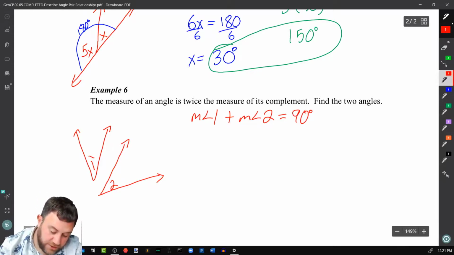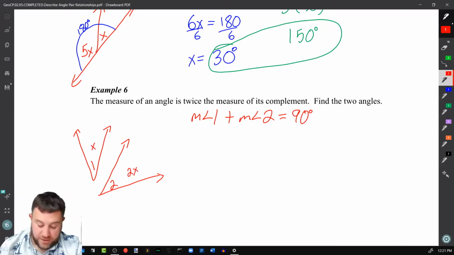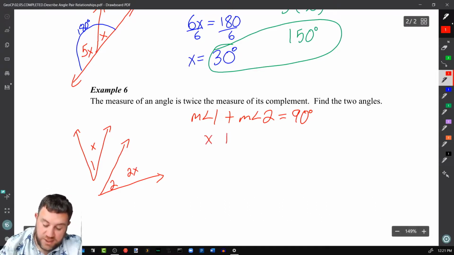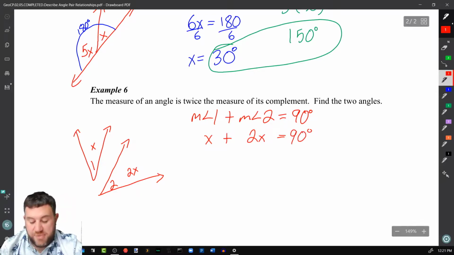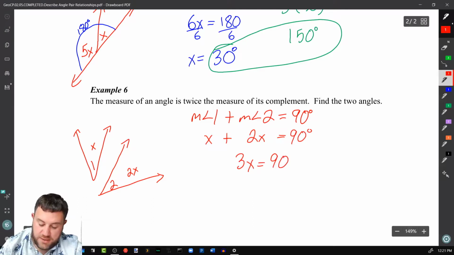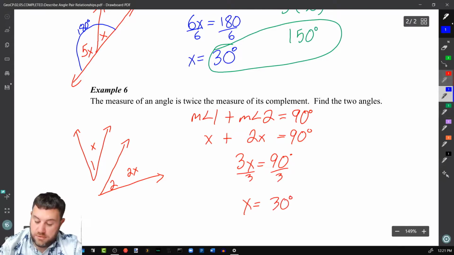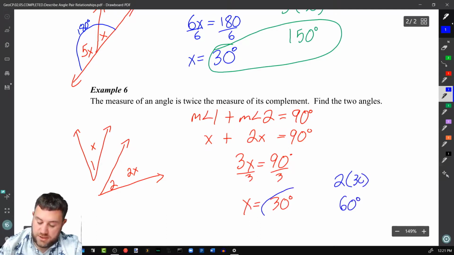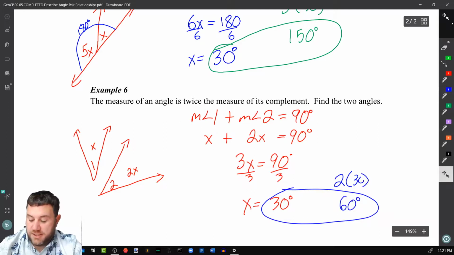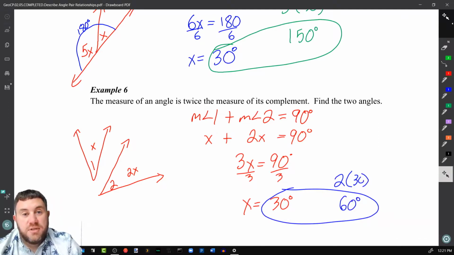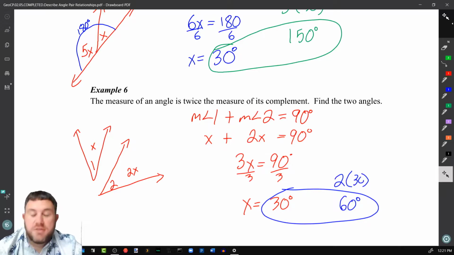I'm going to change how I write these just so that it doesn't blend in with the angle numbers. So we know that angle 1 is x, angle 2 is 2x, and they add up to 90. Combine your like terms, we get 3x equals 90. Divide both sides by 3. So x is 30 degrees. So then 2 times that is going to be 60 degrees. So we've got a 30 degree and a 60 degree. Do those add up to 90? They do, so we know that we did it correctly.